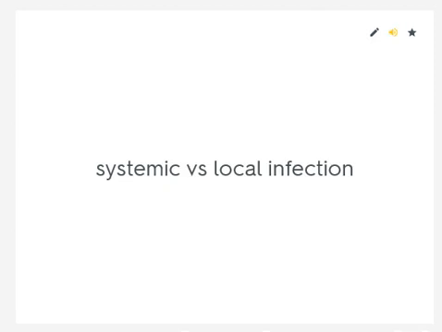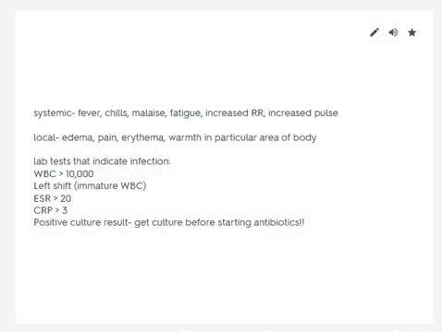Systemic versus local infection. Systemic: fever, chills, malaise, fatigue, increased RR, increased pulse. Local: edema, pain, erythema, warmth in a particular area of the body. Lab tests that indicate infection: WBC greater than 10,000, left shift, ESR greater than 20, CRP greater than 3. Positive culture result: get culture before starting antibiotics.